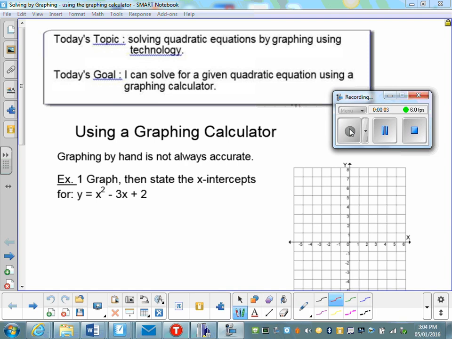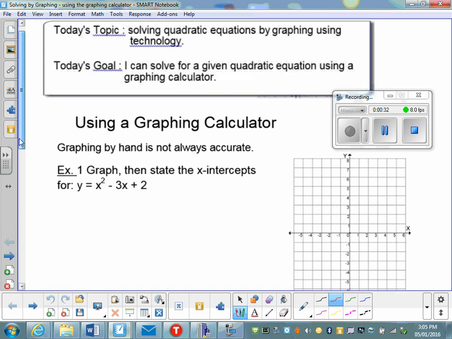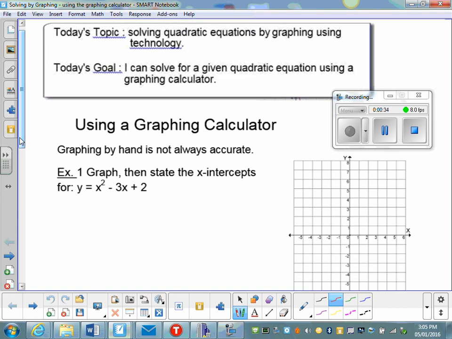So today in class we did questions where we graphed parabolas and found where they crossed the x-axis. So we were working with the x-intercepts. Today we're going to take a look at using the graphing calculator to achieve that same type of success. And you'll see why the graphing calculator is handy for some of these questions compared to doing it by hand.